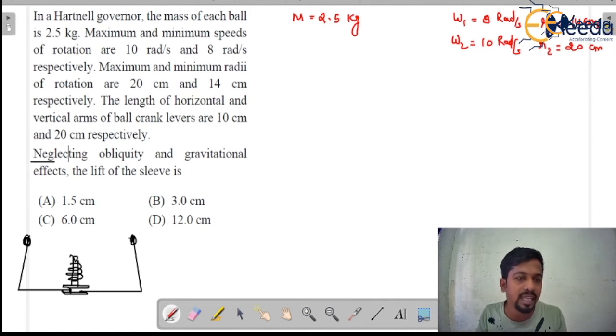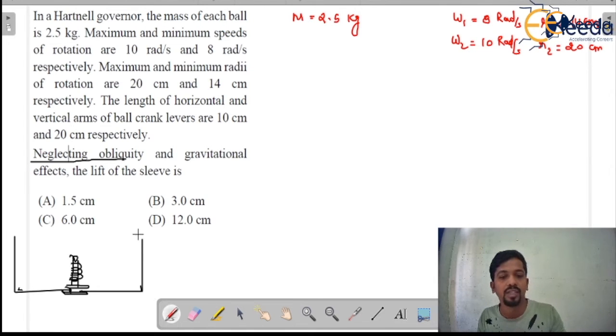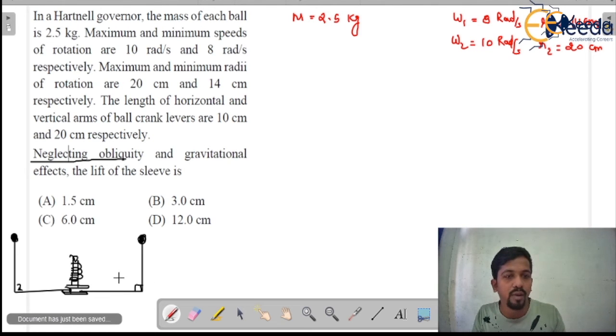Here in the question it is saying to neglect obliquity. Neglect obliquity means you have to draw the ball arm vertically. This is vertical and this is also vertical. This is the meaning of obliquity. Neglect obliquity means you have to draw it vertical to the sleeve arm. So the length of the horizontal arm is 10 centimeter and this is 20 centimeter.